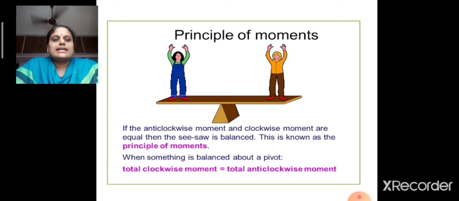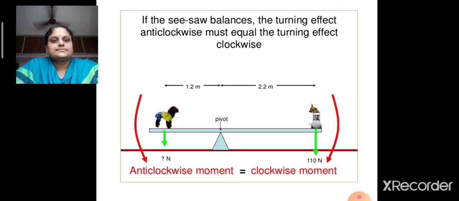When something is balanced about a pivot, meaning the center point, the total clockwise moment is equal to the total anti-clockwise moment according to the principle of moments. If the seesaw balances, the turning effect anti-clockwise must equal the turning effect clockwise. This is an example of the principle of moments: anti-clockwise moment is equal to clockwise moment.